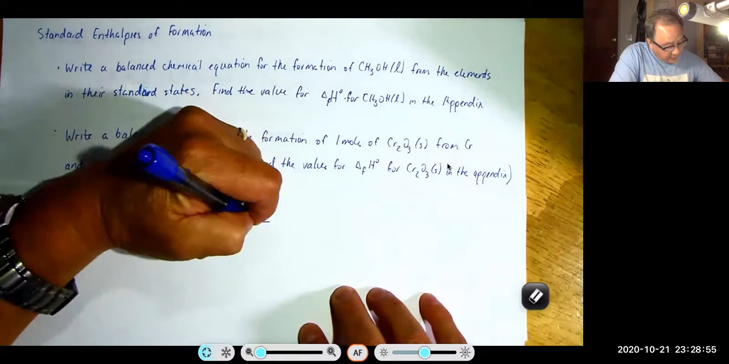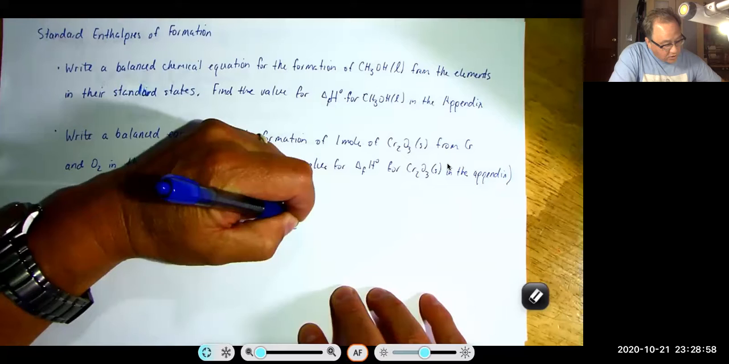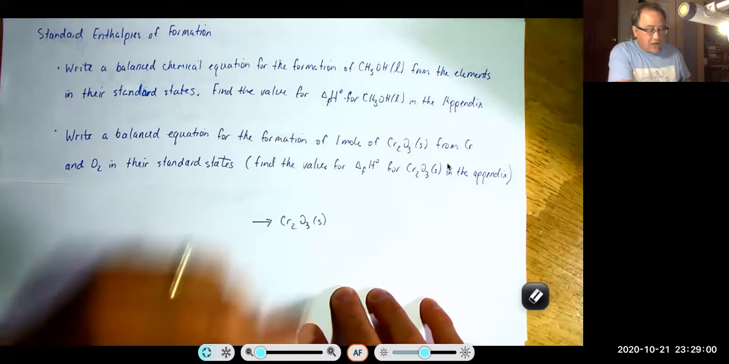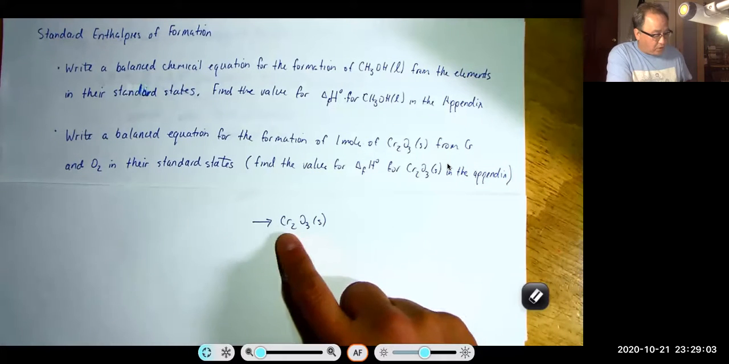Clearly you finished. So I'm going to put Cr2O3 solid here. I always start with the product, exactly 1 mole.